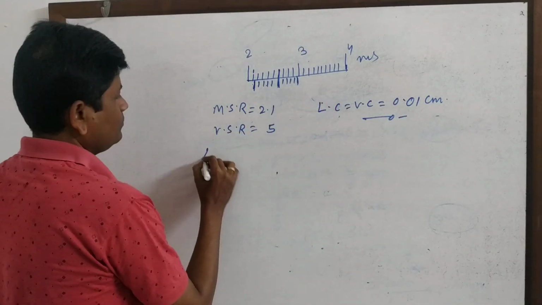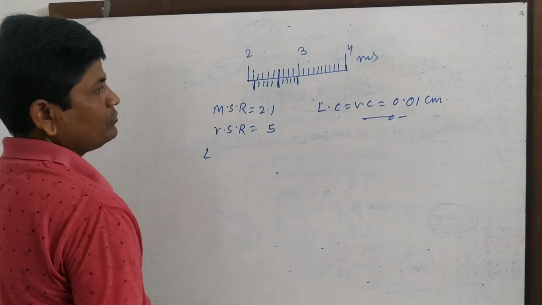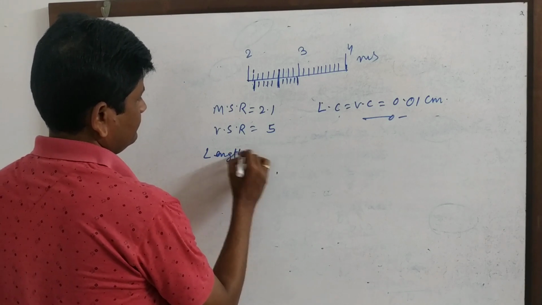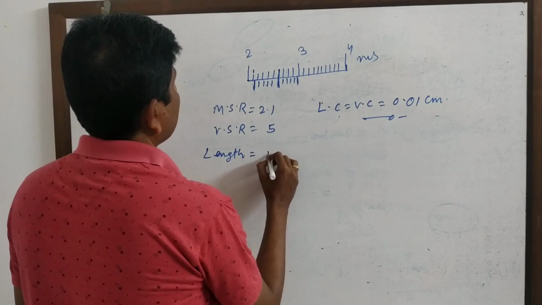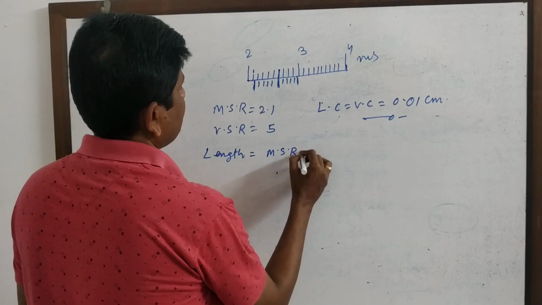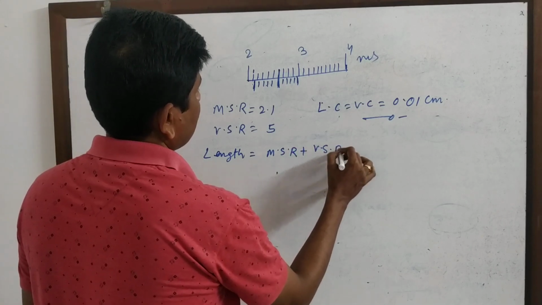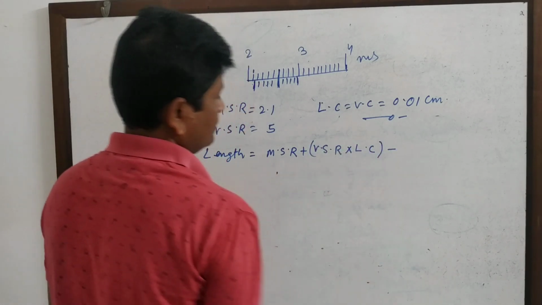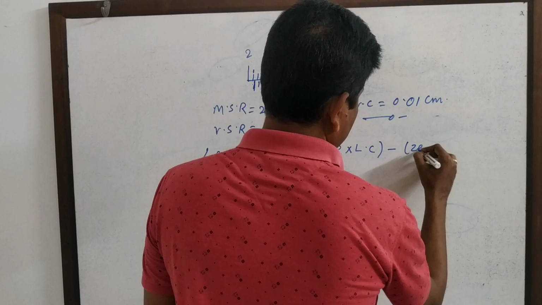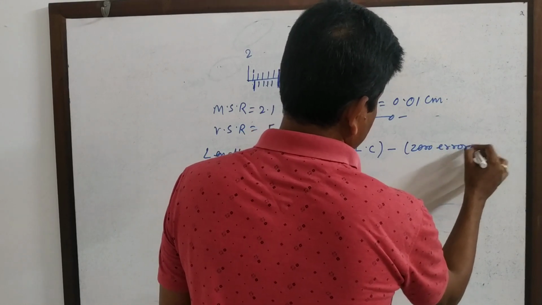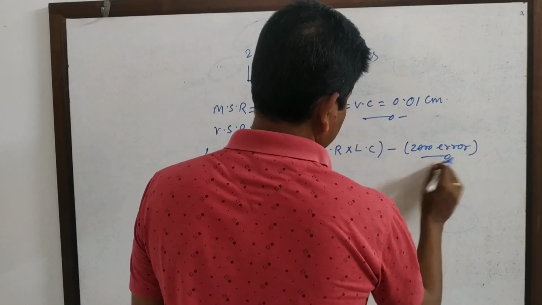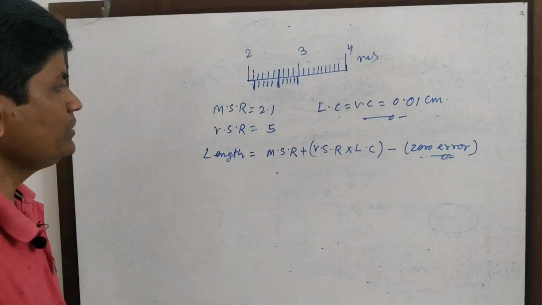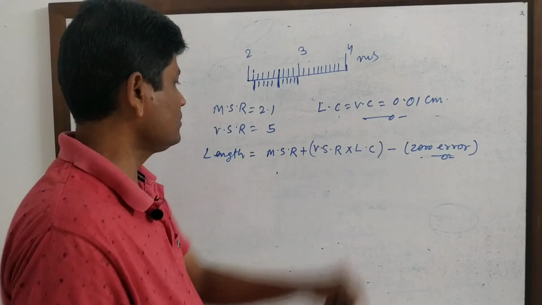And if the least count or vernier constant of this instrument is 0.01 cm, then the length of the rod that we have to measure is equal to main scale reading plus vernier scale reading into least count, minus zero error, if any. If zero error is there, then we have to subtract it.